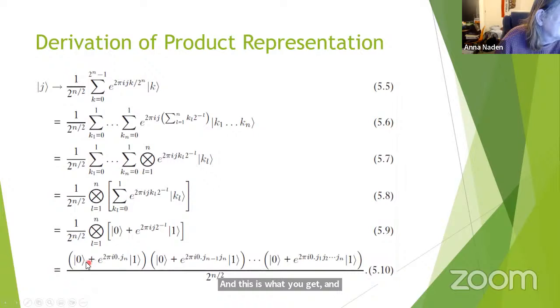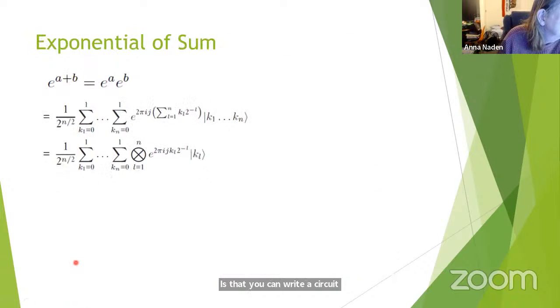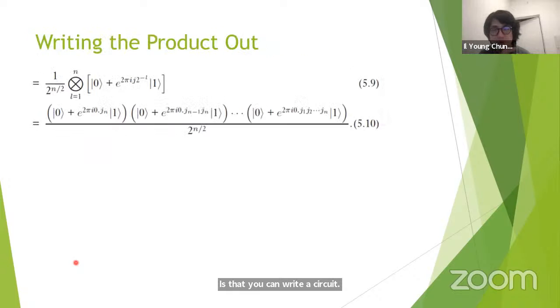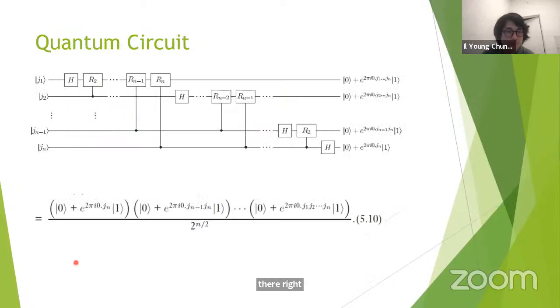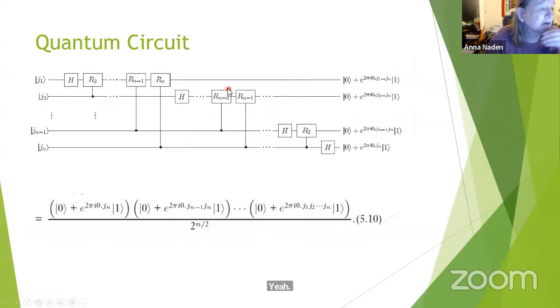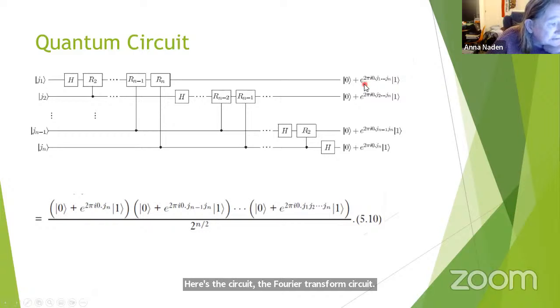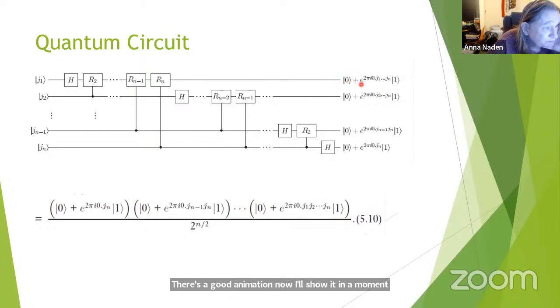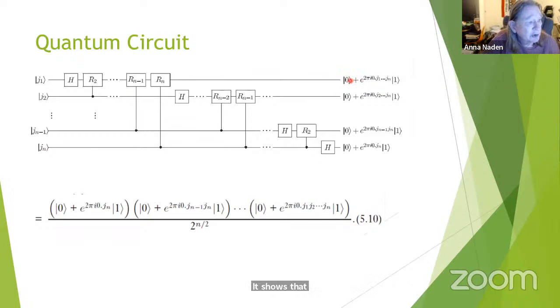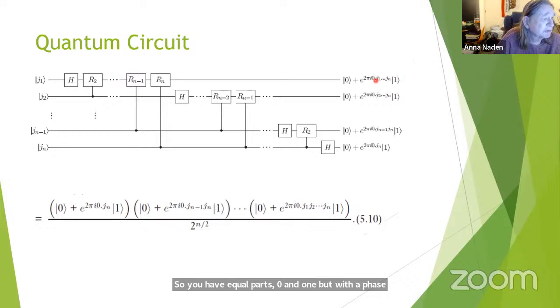And the value of this expression here at the end is that you can write a quantum circuit. And all of this is going on in the circuit that you showed us, with the block that said QFT, right? Yep. Yeah. So here's the circuit, the Fourier transform circuit. There's a good animation. I'll show it in a moment. That shows that you're on the equator of the Bloch sphere. So you have equal parts 0 and 1, but with a phase shift between the two. So this is your Fourier transform.